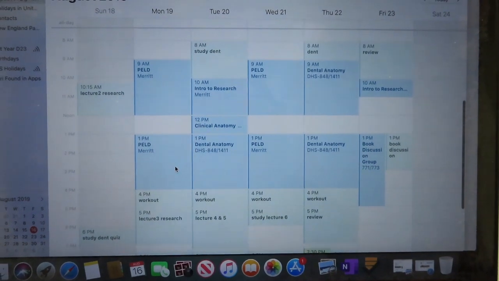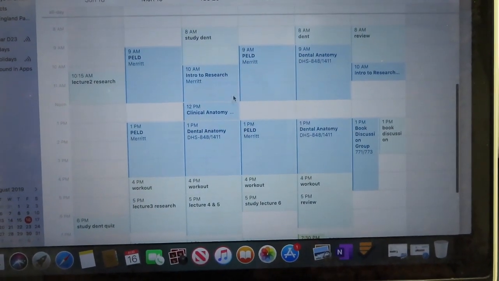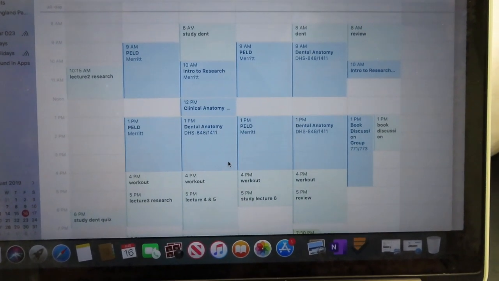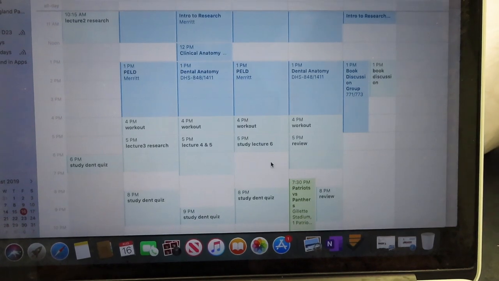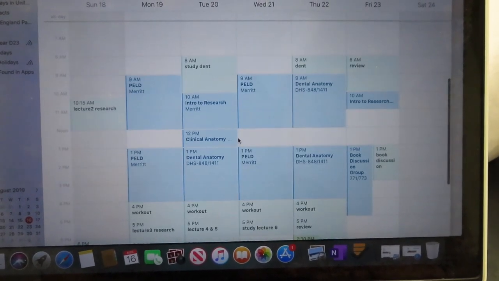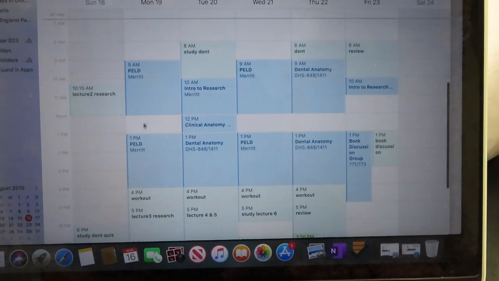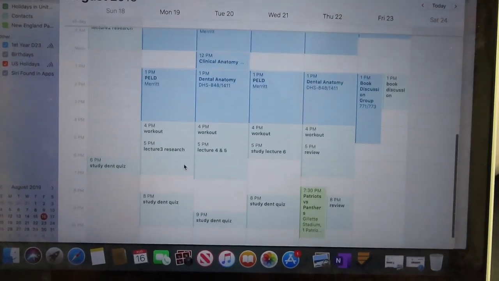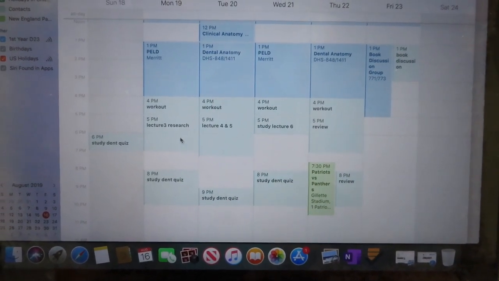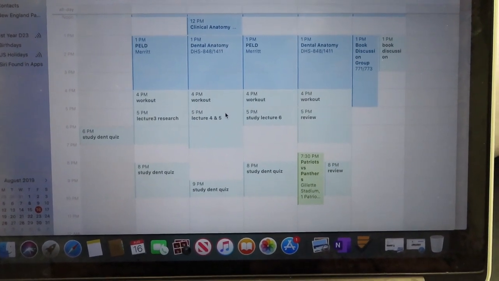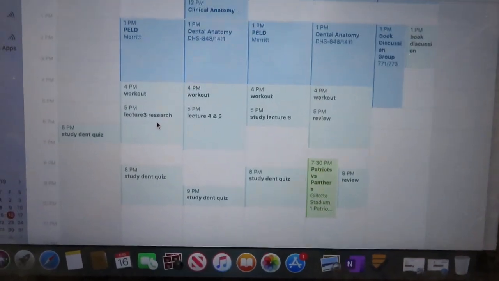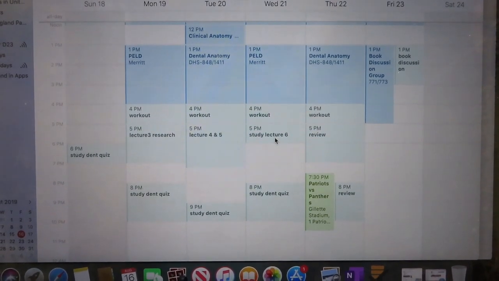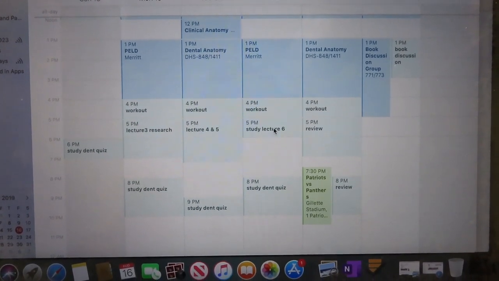So if you're going to do this, make sure that you put in all of your classes and all of your required meetings or anything first, and then see how much time you have left over, see where those empty spaces are. Always make room for lunch and dinner. And so basically what I did was just leave 2-hour blocks to do my lecture studying. So I have lecture 3 there, lecture 4 and 5, and lecture 6, which I'm gonna make 2 hours.